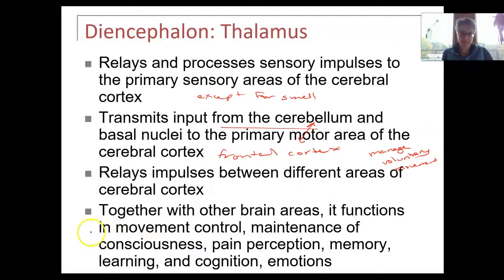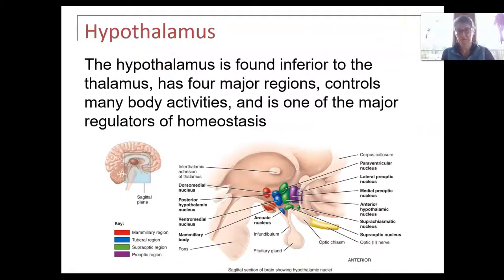I don't understand, but the thalamus, I just go as this big relay station, but it functions in maintenance of consciousness, pain perception, memory, learning, cognition, understanding, and emotions. So that's a lot more. So the thalamus is part of this whole limbic system, which again, I don't feel comfortable talking about. I do, however, like the hypothalamus.